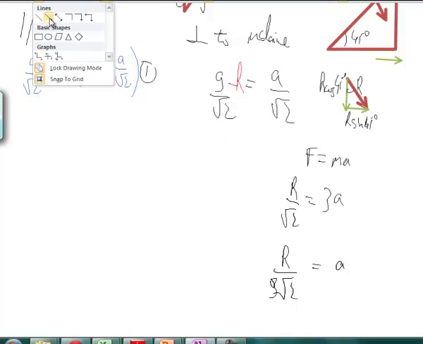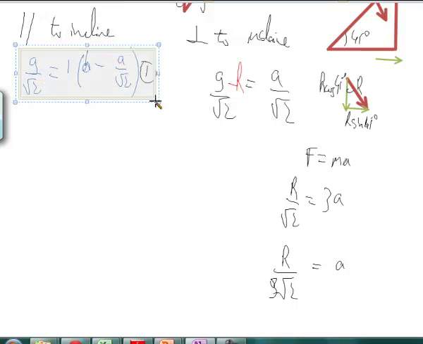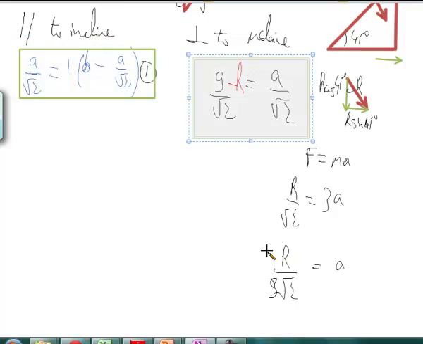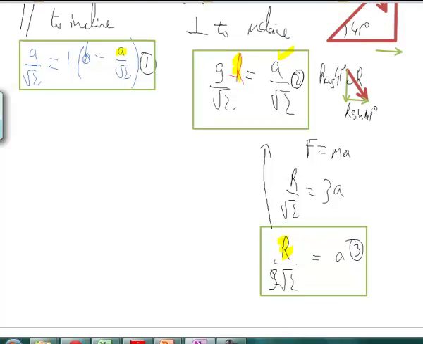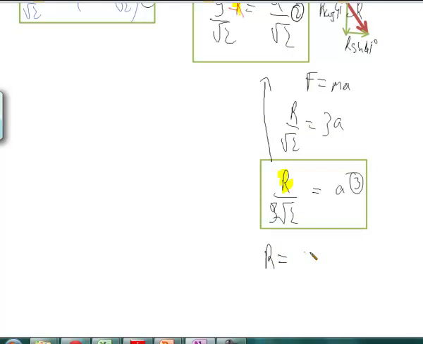I'll just highlight our equations. We've got 1, 2 and 3. Now, 3 can go into 1 there. We can get rid of R and substitute it in here, and then we'll have a. If we have a, then we can work out b from this one here. So we'll just do that then. Taking equation 3 there, what we get is that R is equal to 3 root 2a.